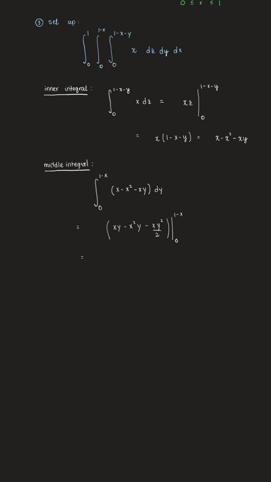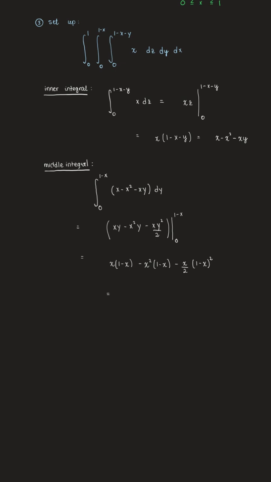So here we're going to get x times 1 minus x, minus x squared times 1 minus x, minus x over 2 times 1 minus x squared. And when we put 0 for y, everything goes to 0. So that is our result of our middle integral. I can probably clean this up a bit.